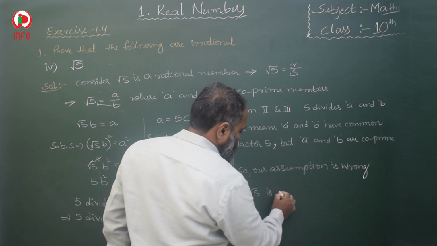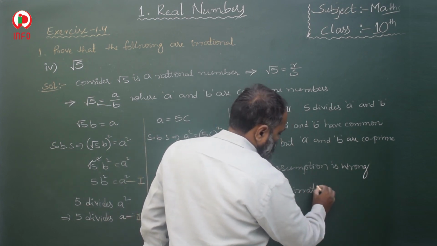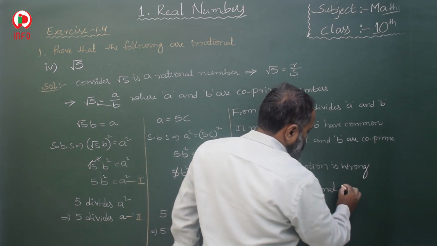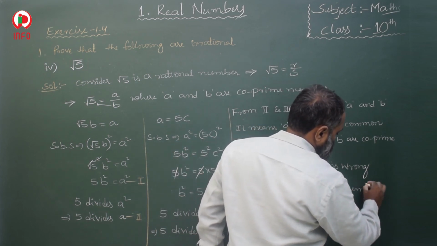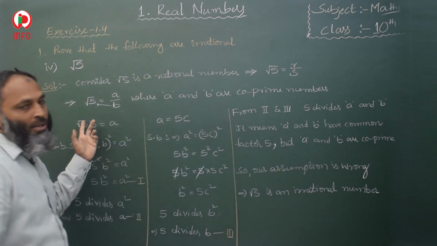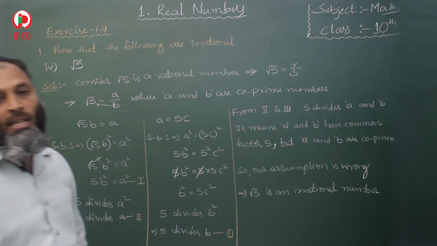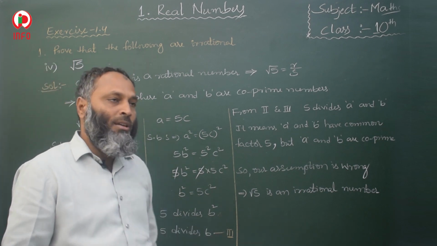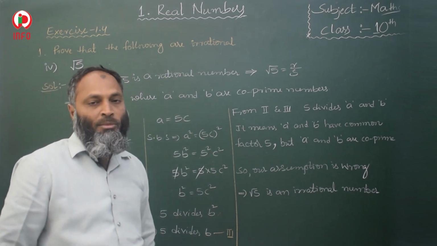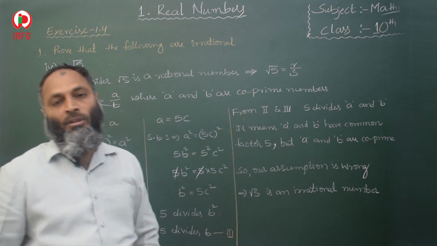So this is the method to prove, like we proved root 2 is an irrational number, and 1 by root 2 is an irrational number, the same method. So root 5 is also the same. Instead of root 5, if root 11 is given, the same method we should follow. Okay.